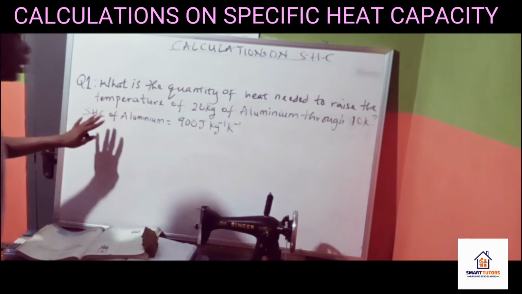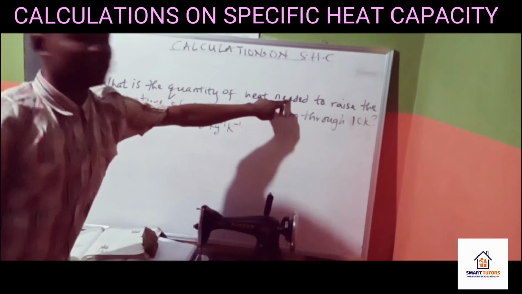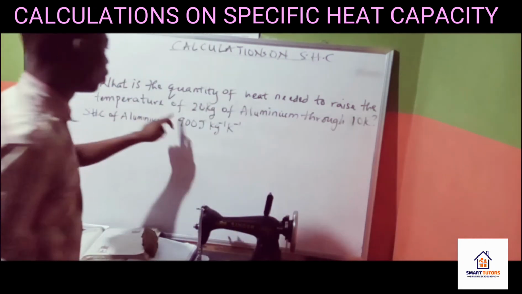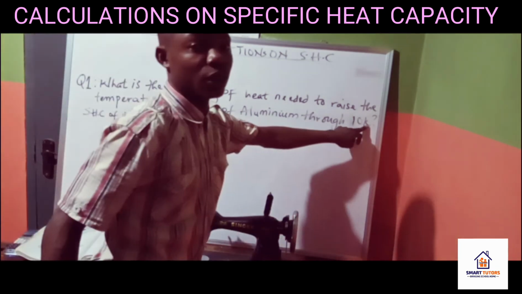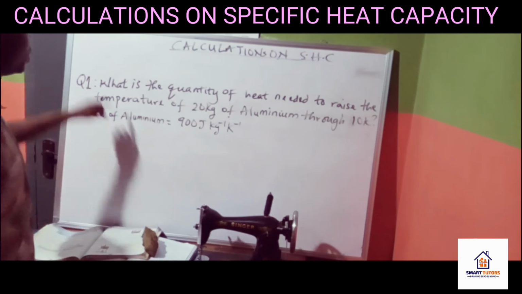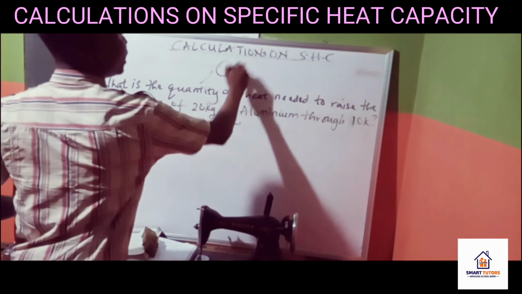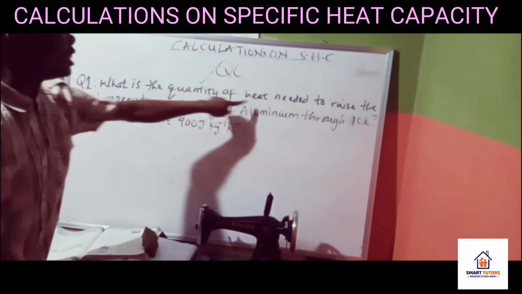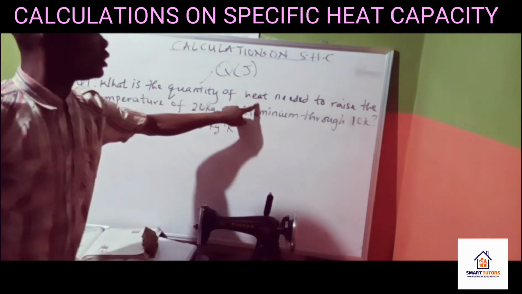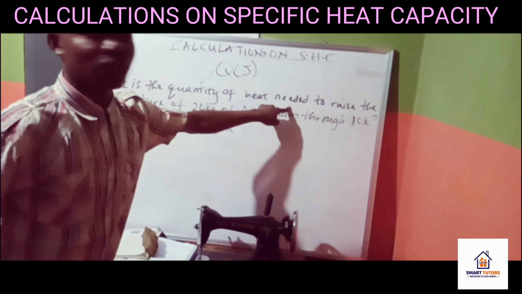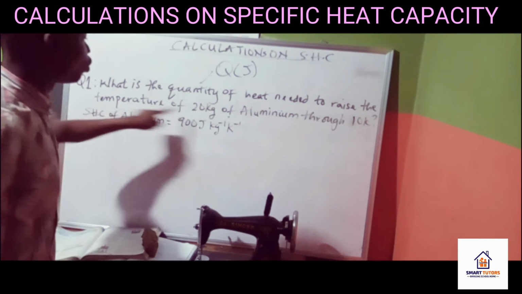Alright, so look at this question, Mike. What is the quantity of heat needed to raise the temperature of 20 kilograms of aluminium through 10 Kelvin? Let me rephrase the question. What is the quantity or amount of heat? So you know they are asking for Q here. The unit of quantity of heat energy is joules. What is the quantity of heat needed, required? Another word for needed is required, to increase the temperature of 20 kilograms.